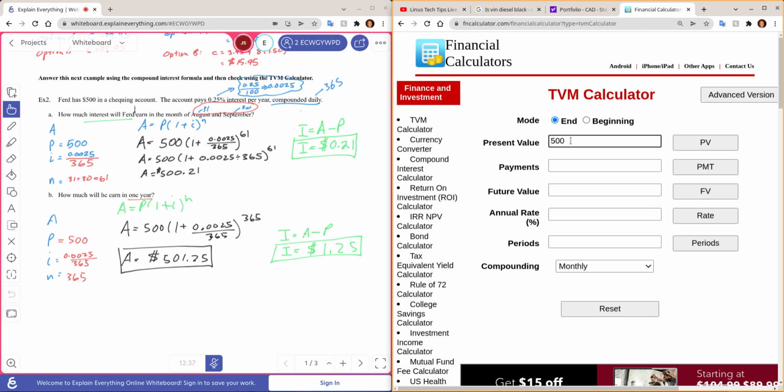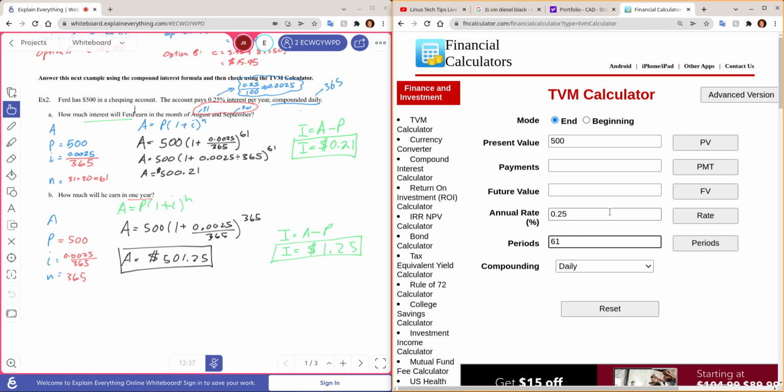So let's do the next thing here. For our future value, we don't know. We don't know what the payments are. We do know what the annual interest rate is. The annual interest rate we said was 0.25%. So we're going to write 0.25. And instead of saying that this is compounding monthly, we're going to compound this daily. And the number of compounding periods for part A is 31 plus 30, which is 61 days.